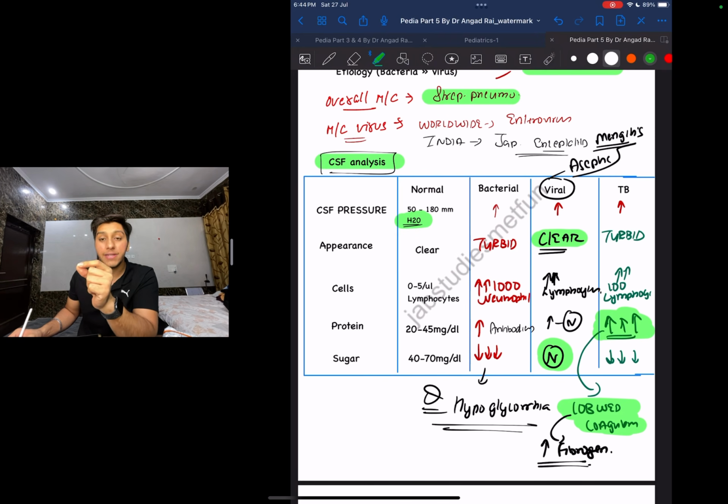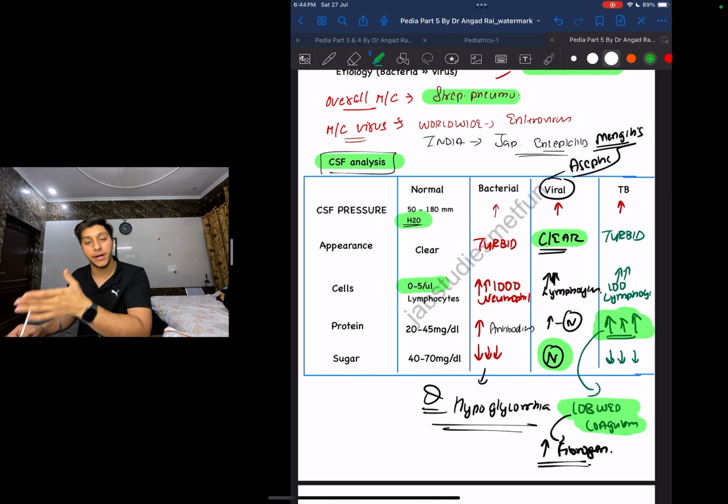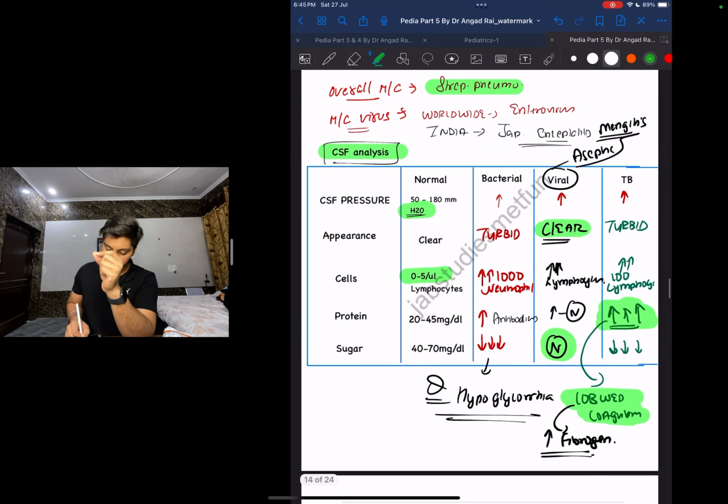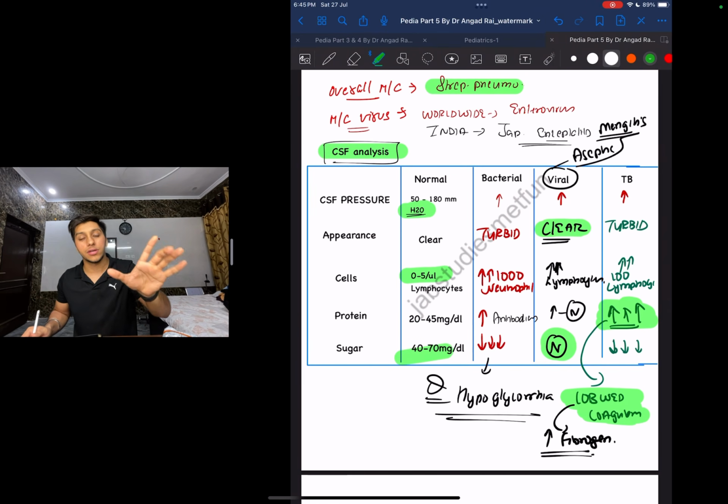Talking about the appearance, remember, normally it is going to be clear. Cells are going to be 0 to 5 lymphocytes. Protein is going to be 20 to 45 milligram per deciliter, and sugar is going to be 66% of the normal in the blood. This is the analysis of CSF. So in CSF, how much sugar are you going to have, guys? 40 to 70 milligram per deciliter. This you have to learn by heart. These are the values. Now let's talk about what the values are in case of bacterial, viral, and TB.